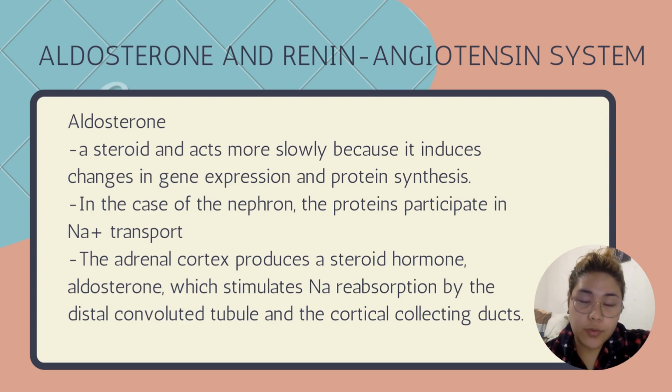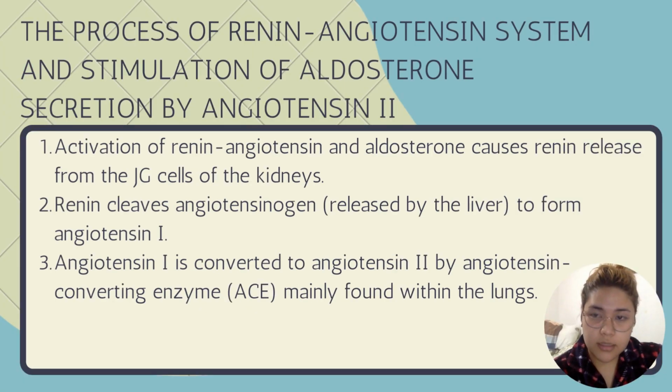When aldosterone is very low, approximately 2% of the filtered sodium is not reabsorbed but rather excreted, or eliminated. And when the plasma concentration of aldosterone is high, essentially all the sodium reaching the distal tubule and cortical collecting ducts is reabsorbed. Normally, the plasma concentration of aldosterone and the amount of sodium excreted lie between these extremes. So I will try my best to explain the process of the system.